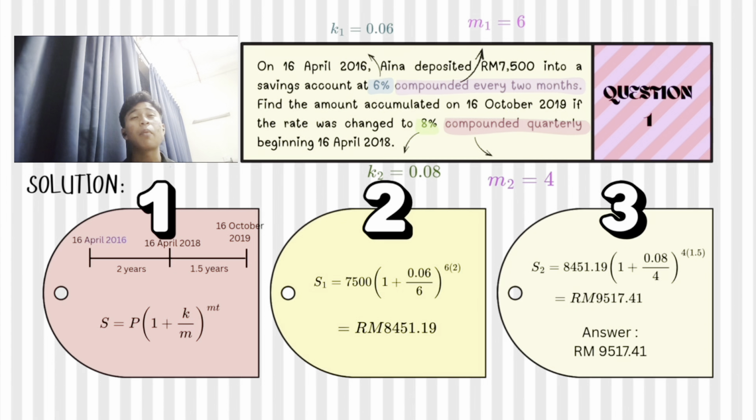Then for the second step, from 2018 to 2019, the rate changed to 8% compounded quarterly for 1.5 years. As we know from step 1, we get S1 equal to 8,451 ringgit 90 cents. Then we will use it as the principal for the second step, using the same formula with quarterly compounding, m equals 4. The amount grows from 8,451 ringgit 90 cents to 9,517 ringgit 41 cents. So that's the final answer of the accumulated amount on 16 October 2019.